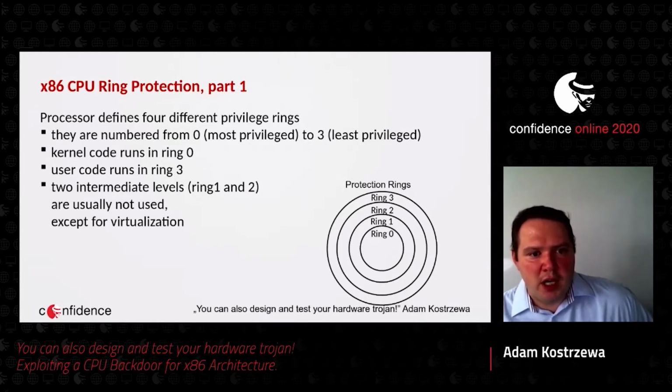If we apply it to x86, x86 uses this theoretical model as follows. We usually have 4 different privilege rings. They are numbered from 0, which is the most privileged kernel mode, to 3, which is the least privileged user mode. There are two intermediate levels which were used before and probably will be used also in the future, but their usage is not frequent, and they are used for drivers and some virtualization activities.